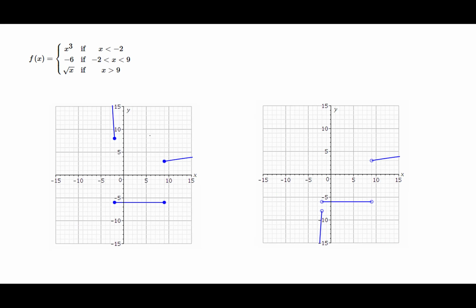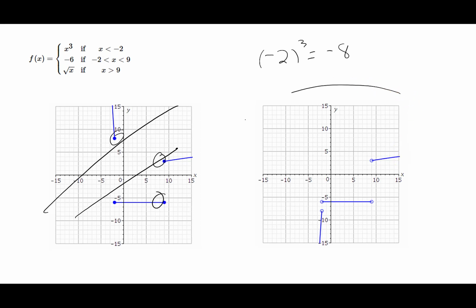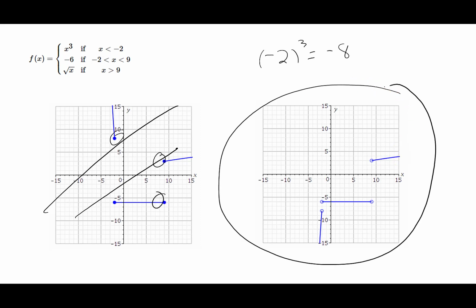So the second page, same function, but I'm just going to go through the choices again, and I see all these closed dots, which says, let's throw that out. And then I go back to that -2 cubed, which was -8, and this time I can see that works. I can see it's down when the numbers are less than -2. I can see the -6 from -2 to 9, and then I can see the numbers that correspond to the square root of x when x is greater than 9. This, through process of elimination and just kind of talking out what the different pieces should look like, would be our answer. So that's how your homework will be. They shouldn't be too bad. Just try to do a little plug and chug.